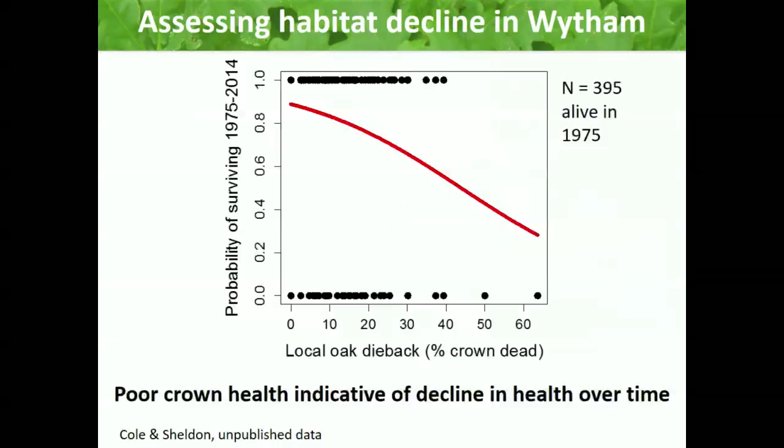And to do this, we looked at the survival probabilities of 395 oak trees across the woodland that we knew were alive in 1975. And we found that the probability that they were still alive in 2014 was strongly predicted by the local oak health. So trees that were surrounded by unhealthy oaks were more likely to have died. So we can be pretty confident that this is indicative of decline in health over time.